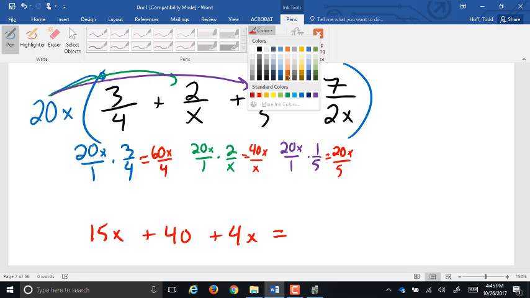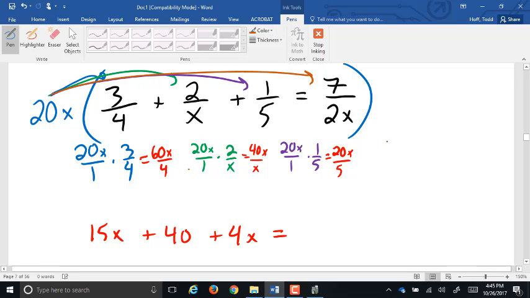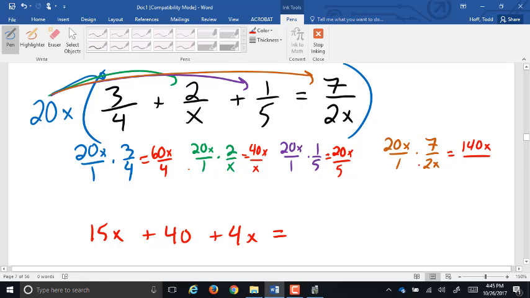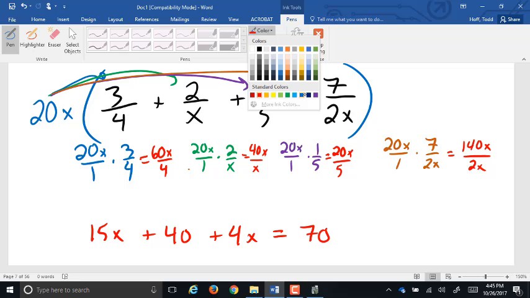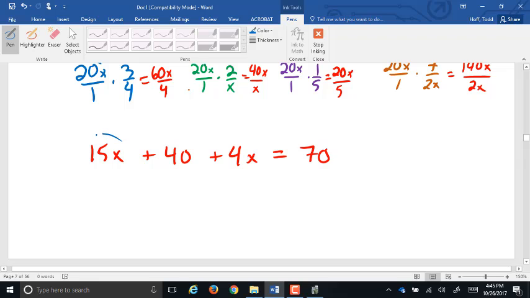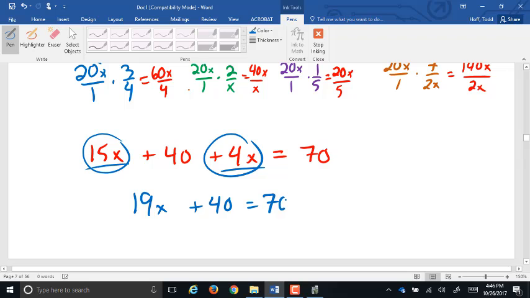On the other side, 20x times 7 over 2x. 20x over 1 times 7 over 2x. 20x times 7 is 140x. 1 times 2x is 2x. 140 divided by 2 is 70. The x's divide out. What's our next step? Combine like terms. Good. 15x and 4x make 19x. Plus 40 equals 70.